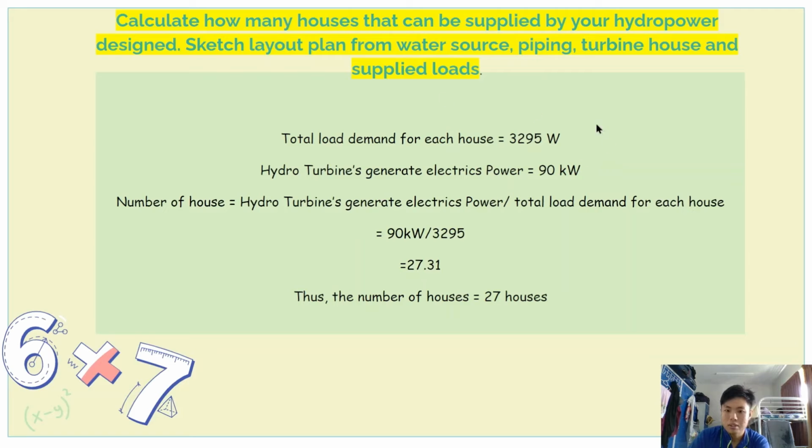So how we calculate how many houses we can supply by our hydropower design: this is the total power of each house, and this is the power that we can generate from the hydro system. We just divide the power generated by the hydro system by the total load demand, and we get 27.31, and thus the total number of houses that we can supply is 20.